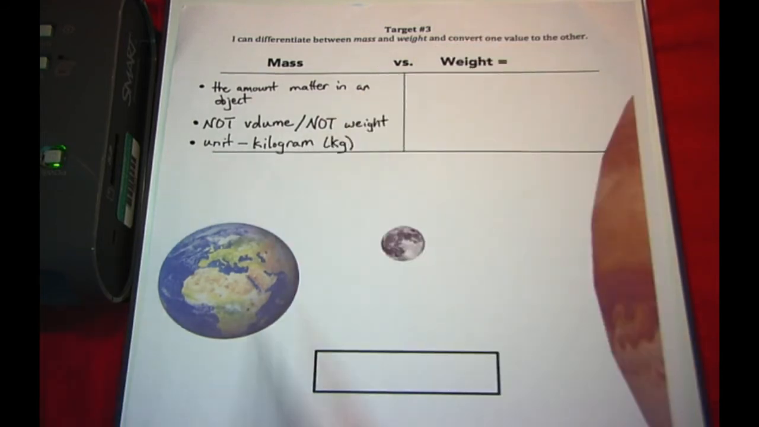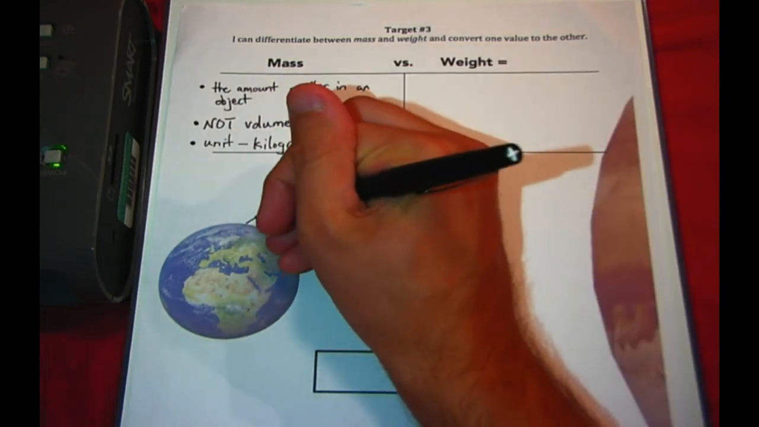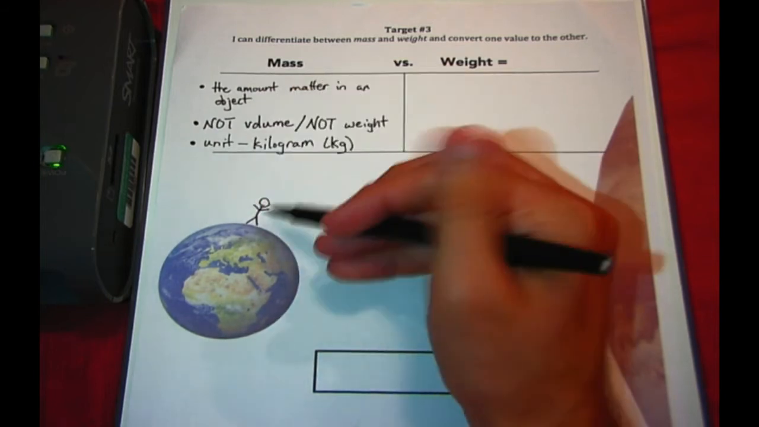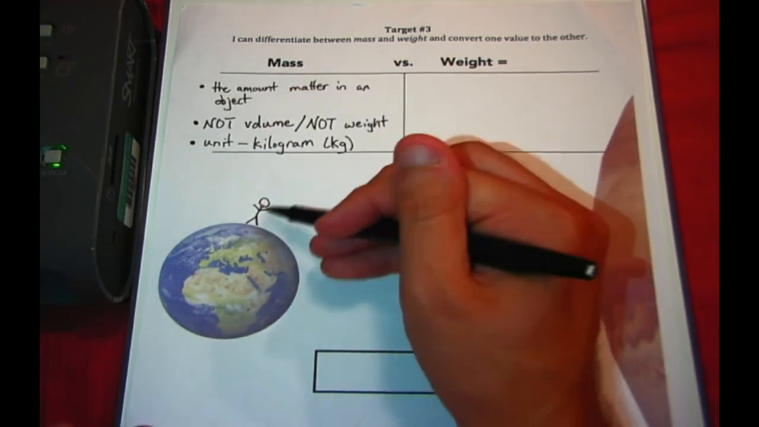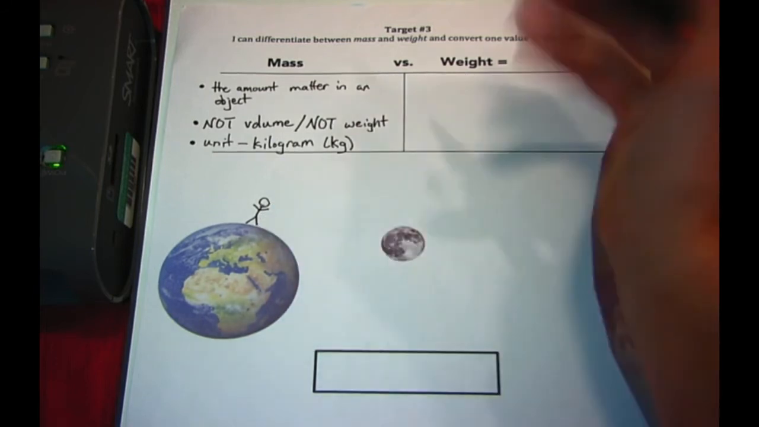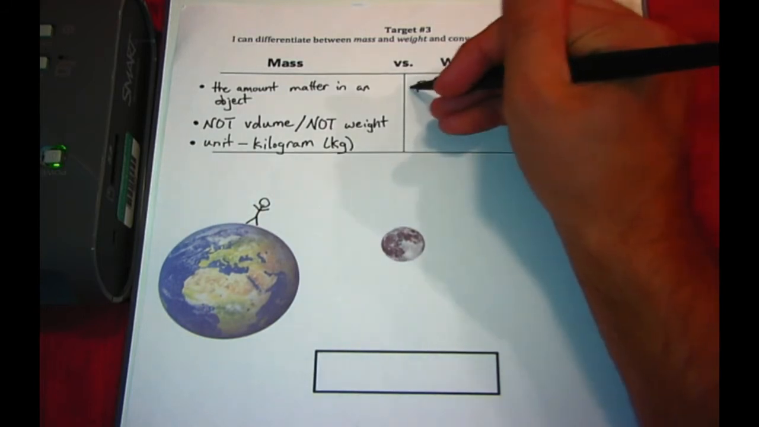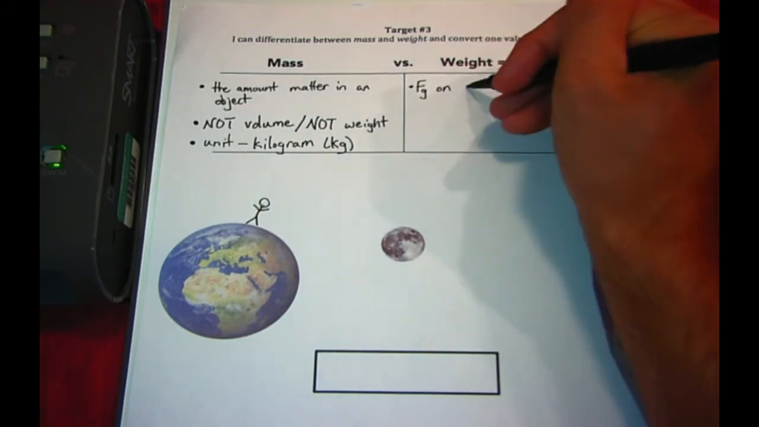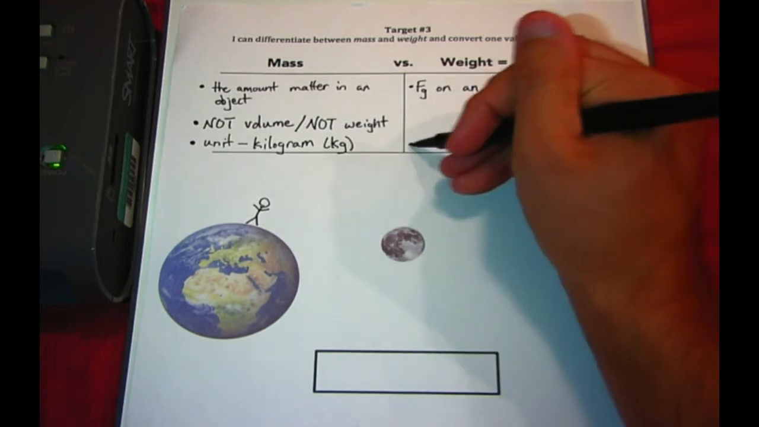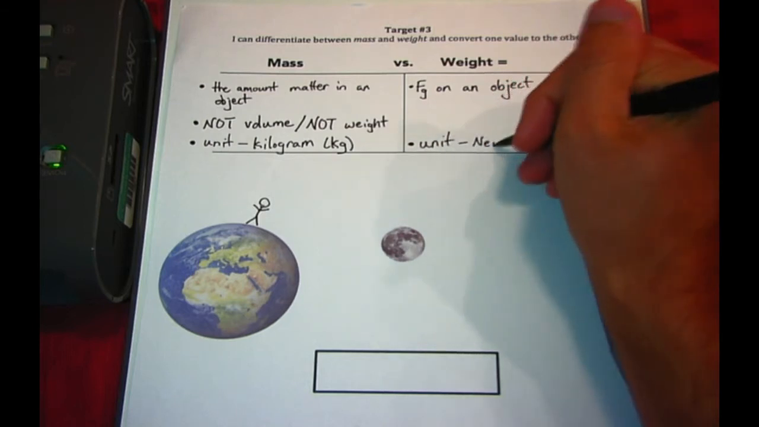All right, so that's mass, but what's weight? Well, let's say we take a mass, maybe a person on the earth. Since he's on the earth, the earth is going to be pulling down on him. And the force at which the earth pulls down on this person, that's going to be that person's weight. It's going to be the force of gravity on an object. And since weight is a force, we're going to measure it, like we do all forces, in the unit of the Newton.